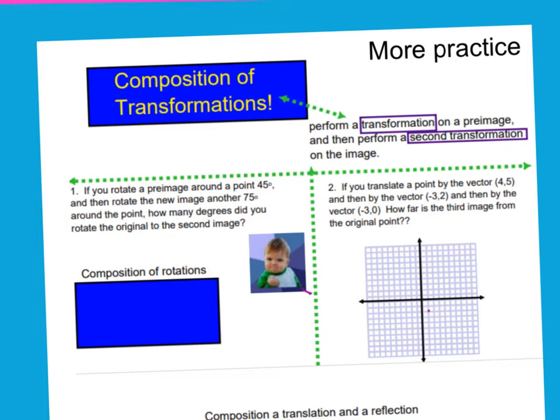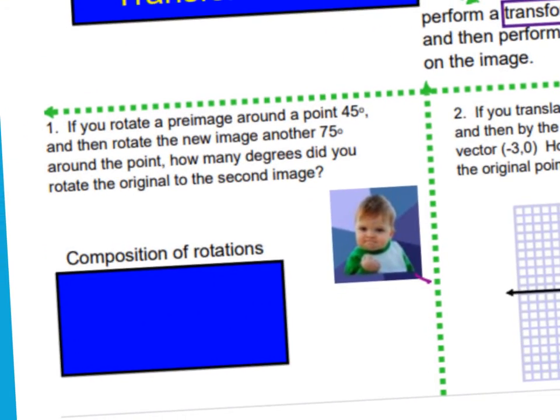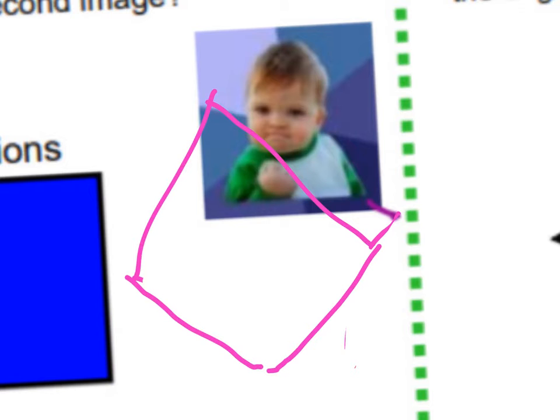We can also perform a composition of rotations. Now, when you do a composition of transformations, you're performing a transformation on a pre-image, getting an image, and then performing a second transformation on that image. So if I look at example 1, I'm going to do a composition of rotations. I'm going to start with my pre-image, which is the pouty baby, and I'm going to rotate that image 45 degrees. Now, it doesn't say clockwise or counterclockwise, so I'm going to rotate it counterclockwise. So the pouty baby image would turn something like this.